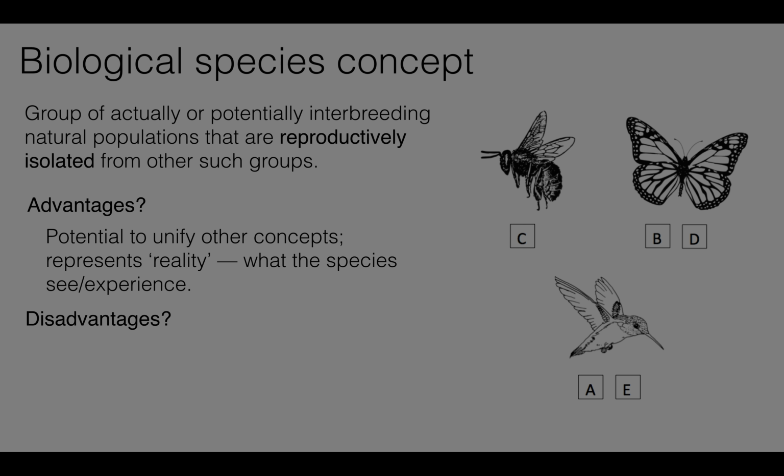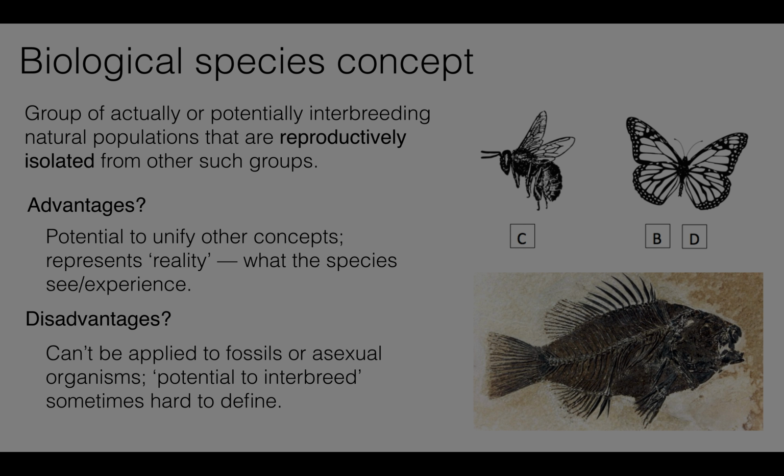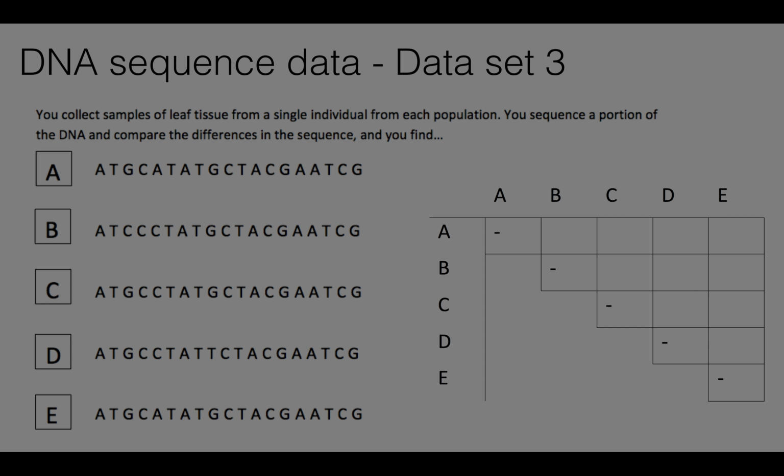The advantages here are that it has the potential to unify lots of other concepts, because whether an individual recognizes another individual as the same species, or a potential mate, or whether they're able to mate, will oftentimes depend on things like morphology. So this can unify lots of different concepts and represents reality. Some disadvantages are that it can't be applied to things like fossils or asexual organisms, because they just clone themselves and divide rather than breeding with other individuals. And sometimes it's hard to define that potential to interbreed.